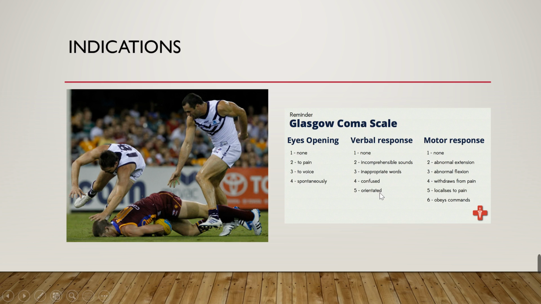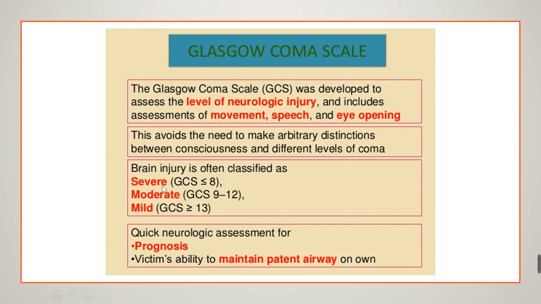Verbal response: does this client have incomprehensible sounds, inappropriate words, confused, or is he oriented? And motor response: does he have abnormal extension, abnormal flexion? Does he withdraw from pain, localize the pain, obey commands? You have to keep all three in mind because if he is less than 8 on the Glasgow Coma scale, that's very severe. That's an indication of brain injury. Moderate is 9 to 12, and mild is greater than 13.